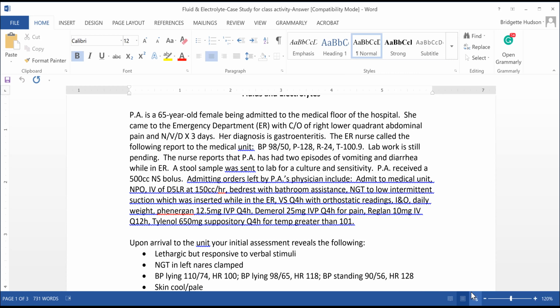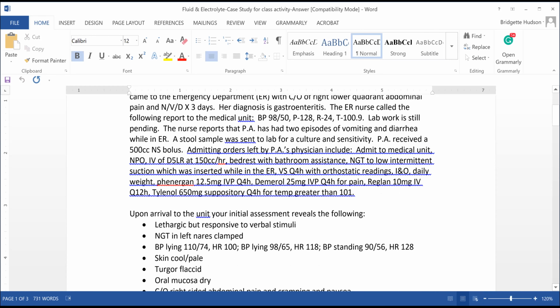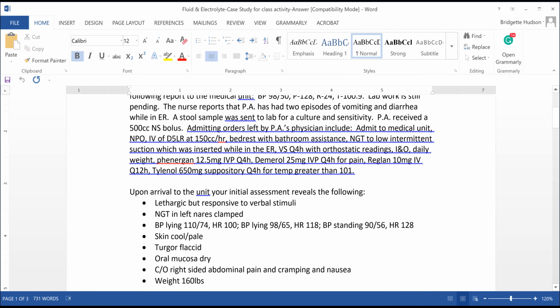And although we've given her the bolus and she's getting fluids at 150 per hour, when we get to her assessment here on the unit, she's lethargic. The NG tube is clamped. Lying down, her BP's 110 over 74, heart rate's 100. Then we have another BP, and I think they probably mean when they sat her up. Her blood pressure dropped, and then her heart rate went up.